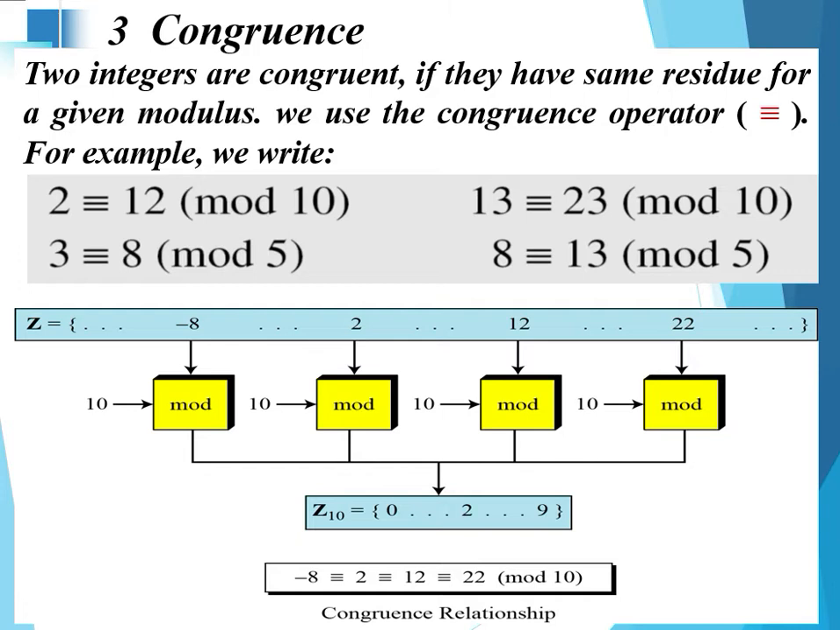Mapping from Z to Zn is not one-to-one. An infinite number of members of Z can map to one member of Zn. For example, the result of 2 mod 10 is equal to 2, right? Similarly, 12 mod 10 is equal to 2.